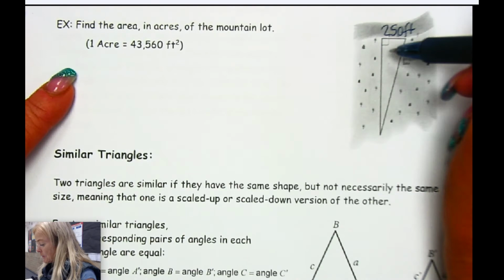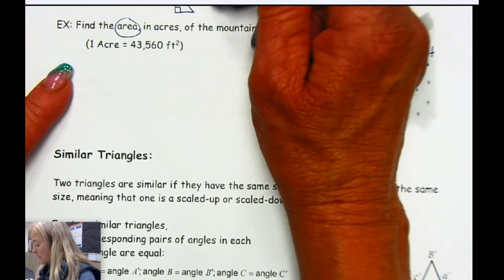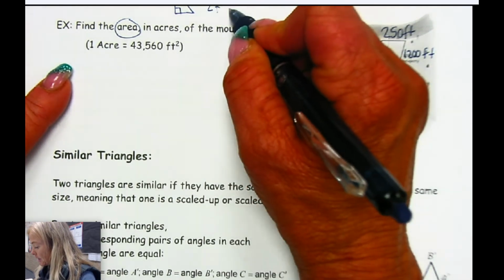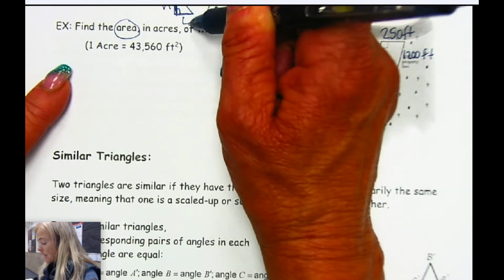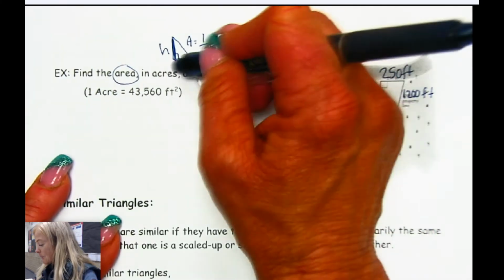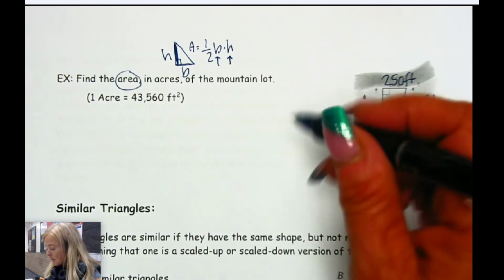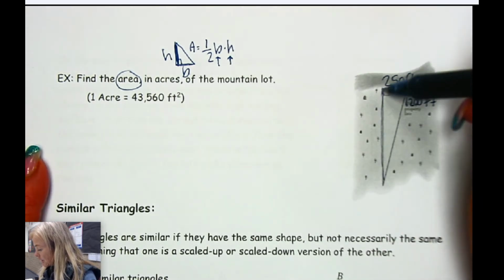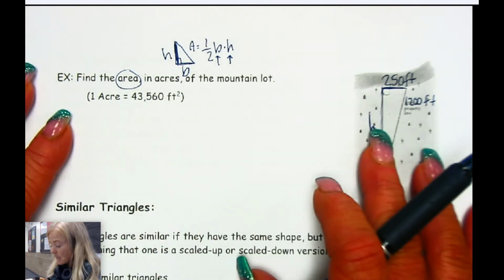So what we need for the area of a triangle is 1/2 base times height. Now, the base and the height are the legs of a right triangle. In this case, it's a right triangle. So this is going to be your height, and this is going to be your length. Length is the base in this case, so we have 1/2 base times height, of course. We have the base, 250 feet, but we don't have the height. We don't know what that height is. So what we have to do first is find that height.